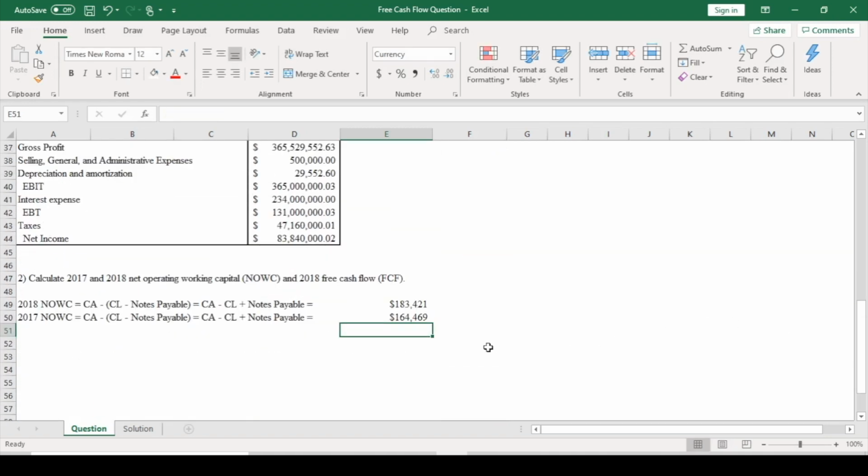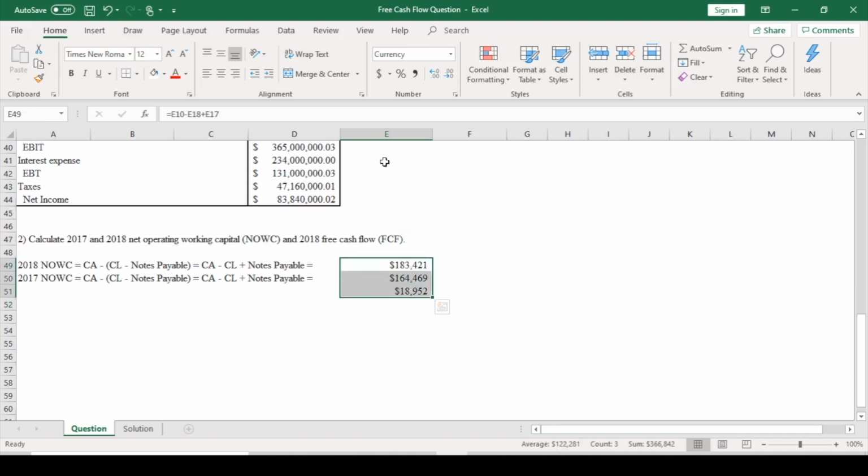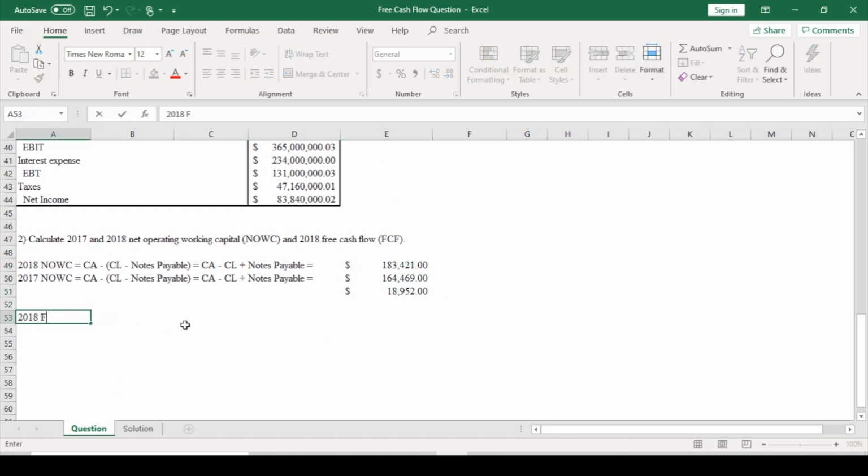Okay, so our delta NOWC, the change in net operating working capital, will be 2018 net operating working capital minus 2017 net operating working capital. We call this delta NOWC, or change in net operating working capital. Same thing. Okay? Now let's calculate 2018 free cash flow.